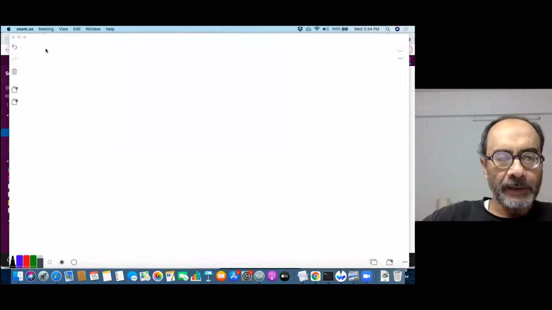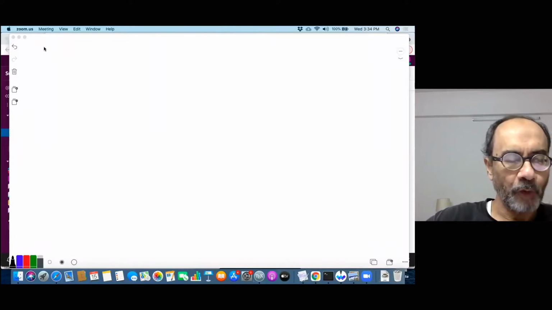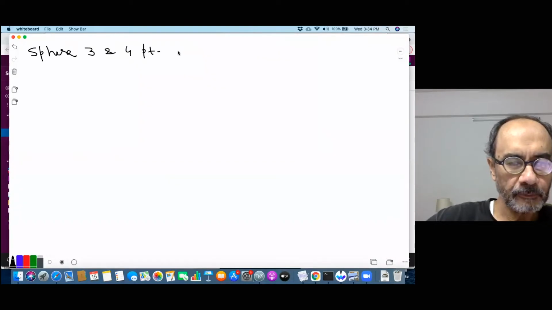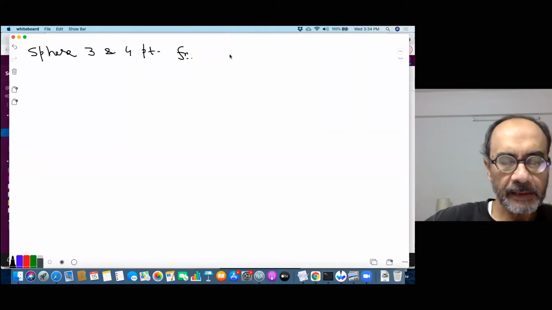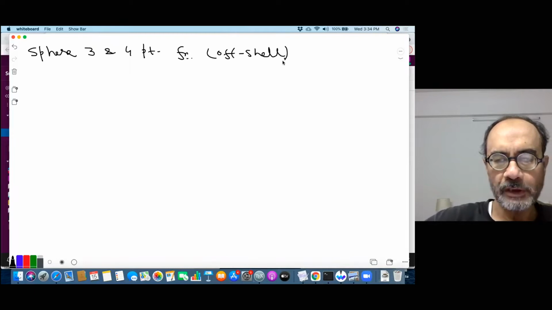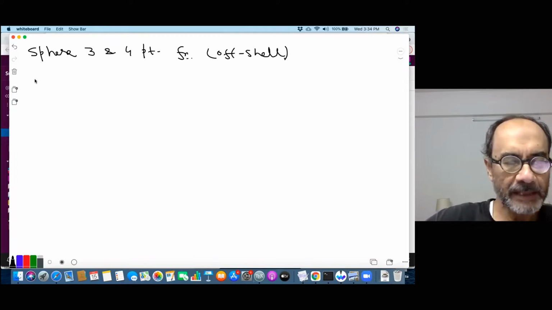Okay, so last time what we did was to construct the sphere 3 and 4 point function. Let me just remind you. So we had sphere 3 and 4 point function off shell, of course. And the important part of this was that we gave a way to choose the sections such that we can express this as a sum of Feynman diagrams.